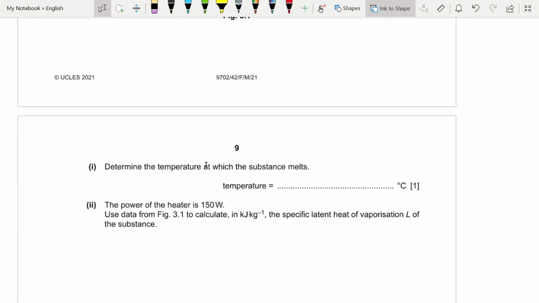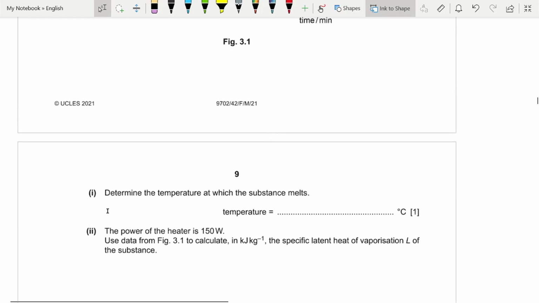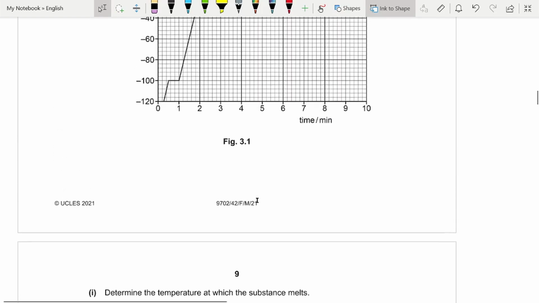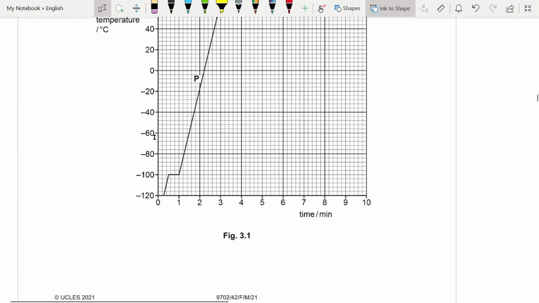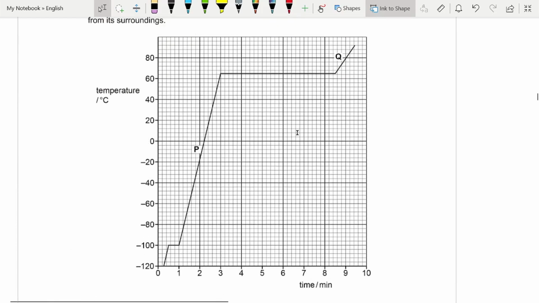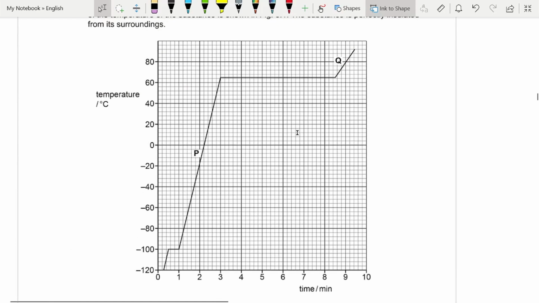Let's think about this. Determine the temperature at which the substance melts. It was probably a little solid, then turning into a little liquid, and we want to determine the temperature at which the substance melts. You have this graph. This graph refers to the changes in temperature during a variety of processes.